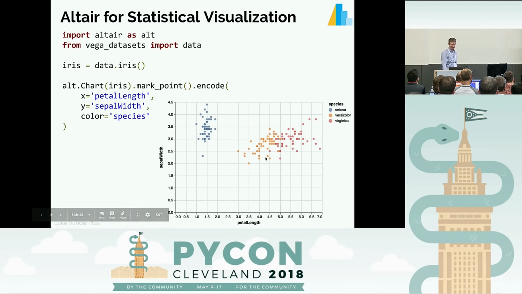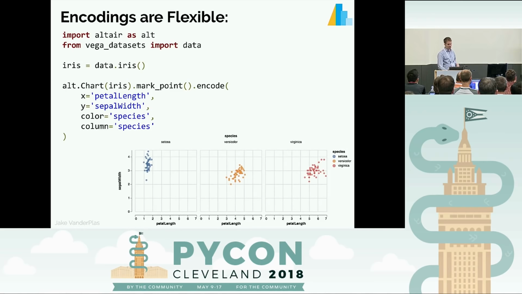So we get this scatter plot in a very easy to read declarative statement. And now if you want to do something like facet by splitting these points into different panels, you can just say, well, I want the column to be species as well. And it knows how to do that data transformation. It groups the data by the species, sends it to these subplots, and plots them up.